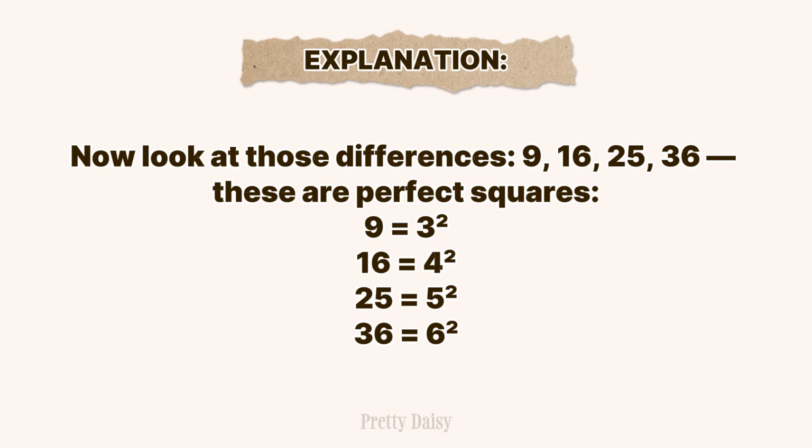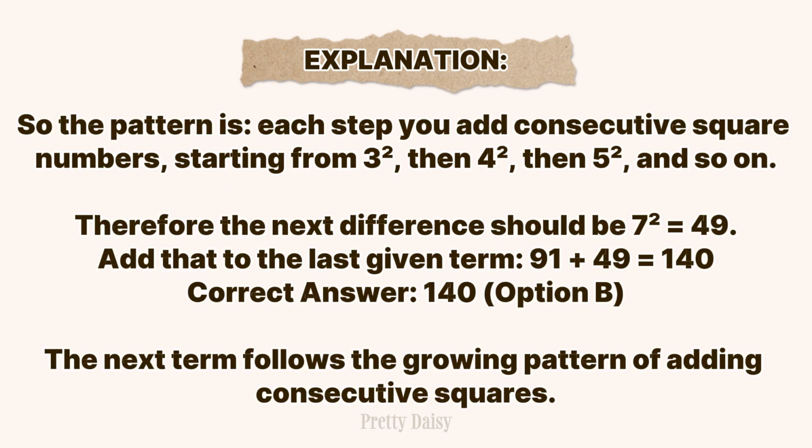9 equals 3 squared. 16 equals 4 squared. 25 equals 5 squared. 36 equals 6 squared. So the pattern is, each step you add consecutive square numbers, starting from 3 squared, then 4 squared, then 5 squared, and so on. Therefore, the next difference should be 7 squared, which equals 49. Add that to the last given term: 91 plus 49 equals 140. Correct answer: 140, which is option B. The next term follows the growing pattern of adding consecutive squares.